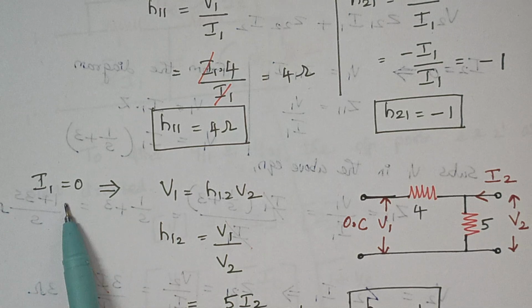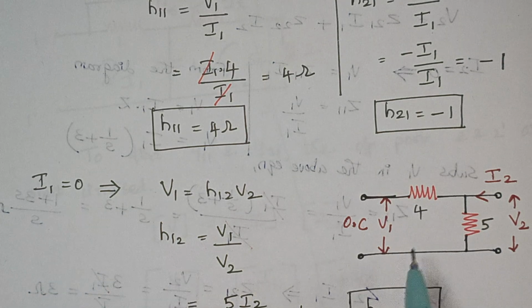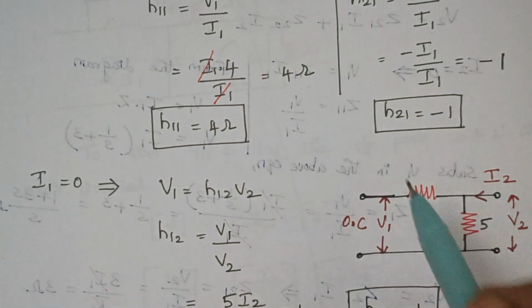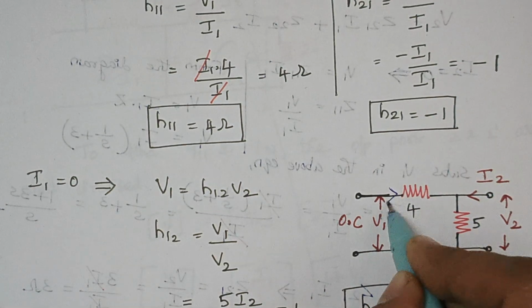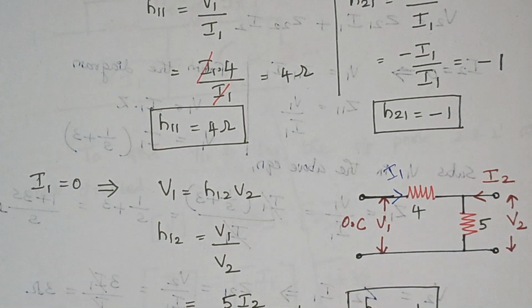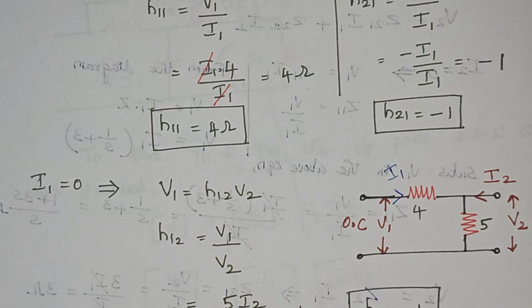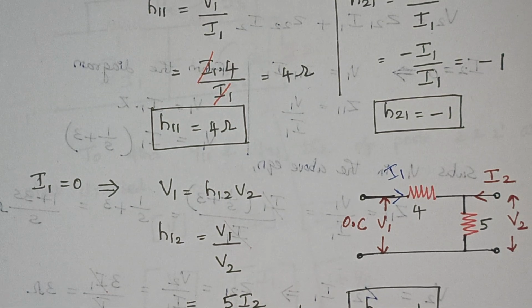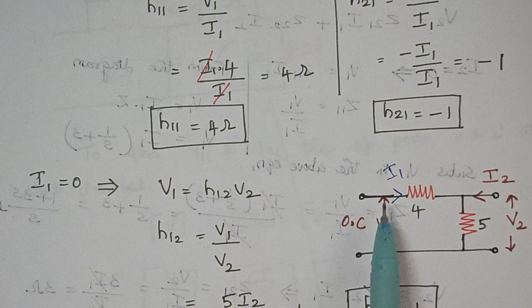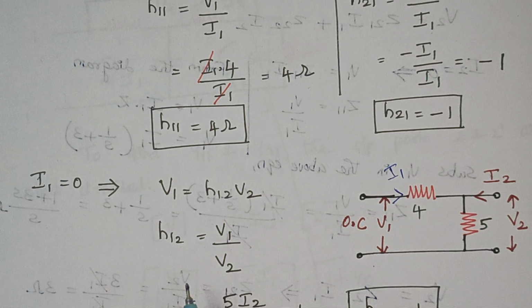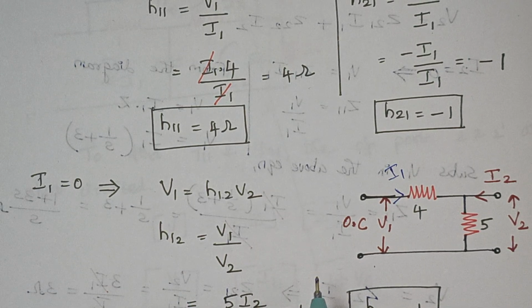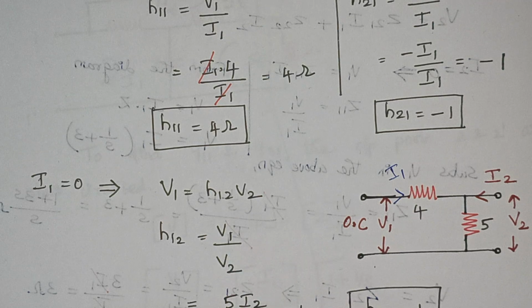How to make I1 as 0? We have to open circuit the input port, because I1 is the current that flows through the input port. When you open circuit, obviously I1 will become 0. So we are open circuiting the input port. Now we are going to find the value of V1 as well as V2.